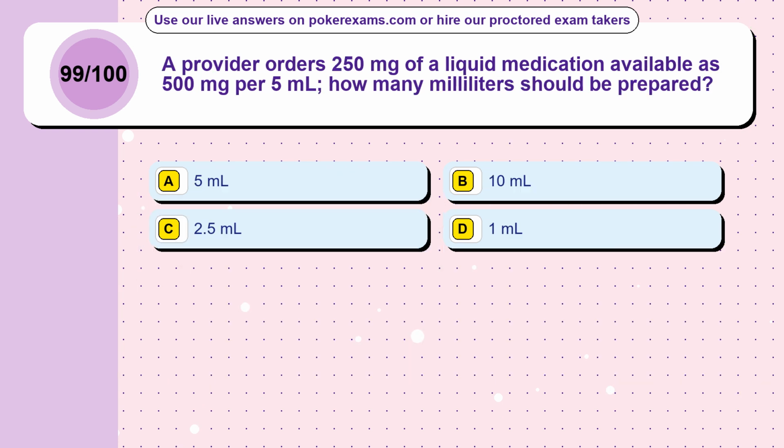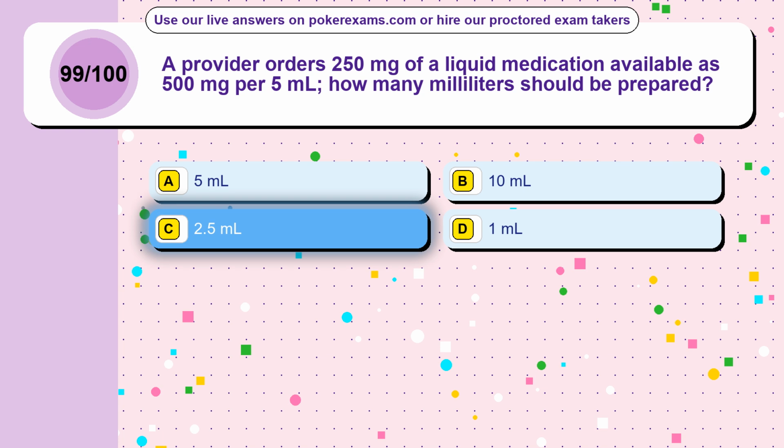Question 99. A provider orders 250 mg of a liquid medication available as 500 mg per 5 ml. How many milliliters should be prepared? Option A, 5 ml. Option B, 10 ml. Option C, 2.5 ml. Option D, 1 ml.